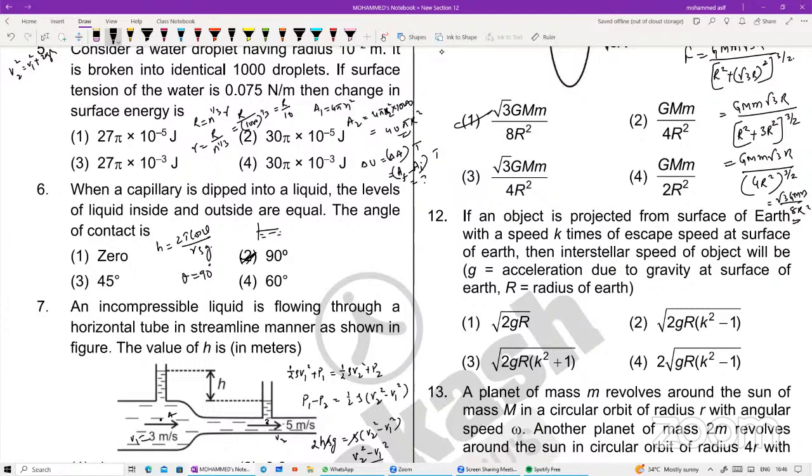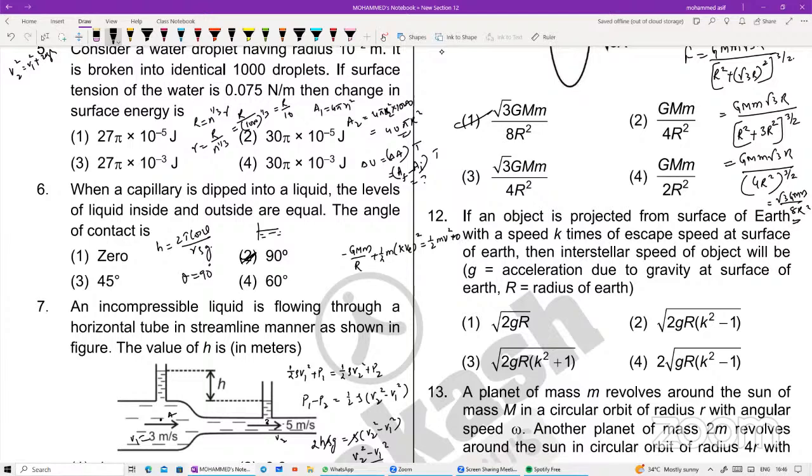Total energy at the surface must be equal to total energy at the interstellar space. Total energy on the surface of the earth will be equal to how much? Minus capital G capital M small m divided by r, plus the kinetic energy, which will be half into m into escape velocity, where the speed is k times your escape velocity. That will be equal to half into m into v square.